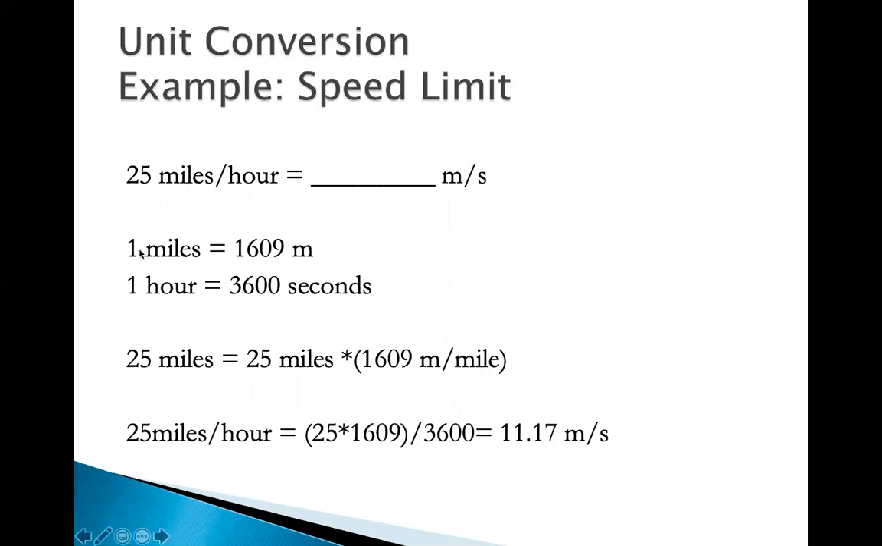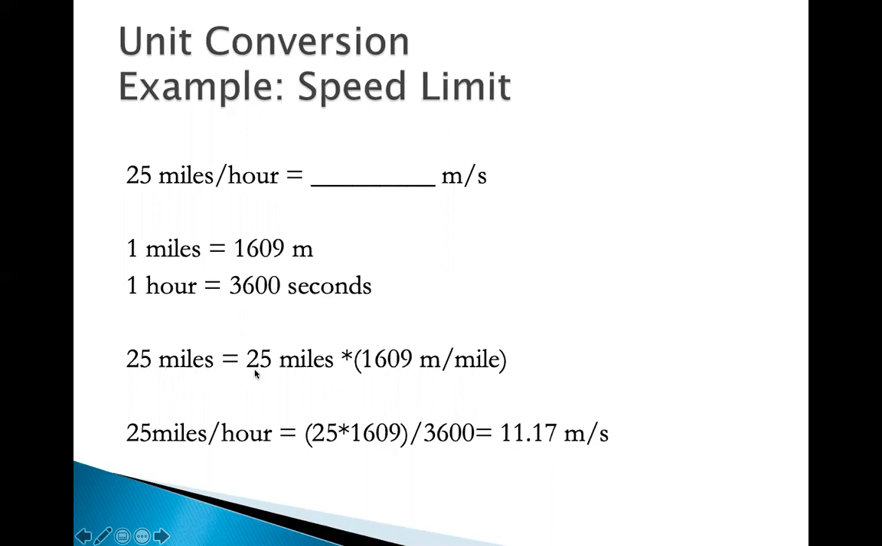25 miles per hour is the residential speed limit, and let's see what that is in meters per second. These are called the unit conversion factors. So these are basic equalities. 1 mile equals 1609 meters. Do you see I'm writing M instead of meters? So that's a shorthand. It's an easier way. 1 hour is 3,600 seconds.